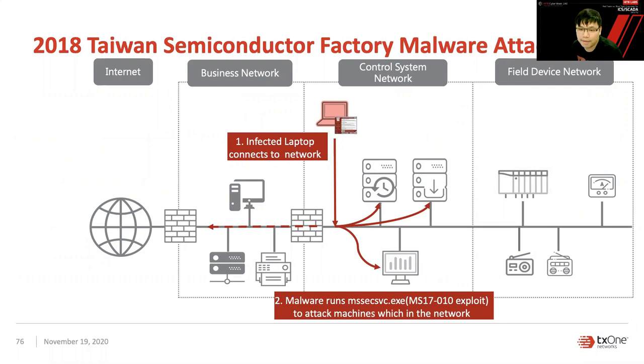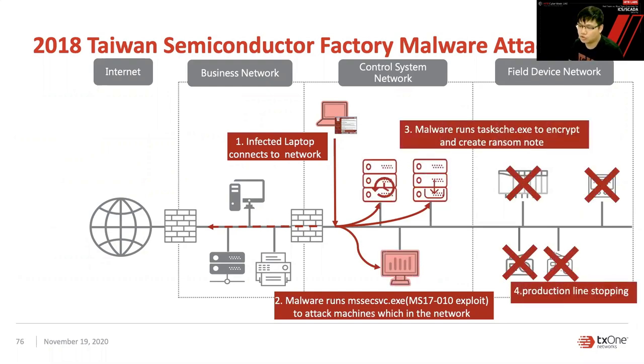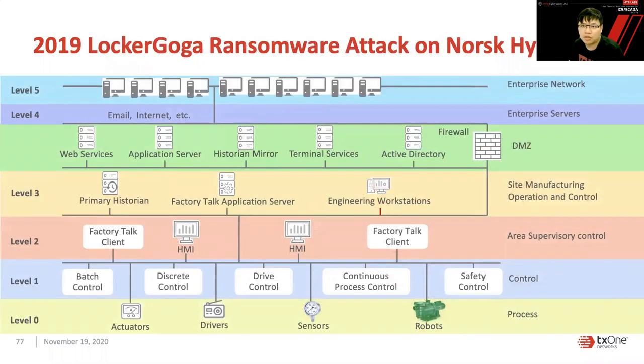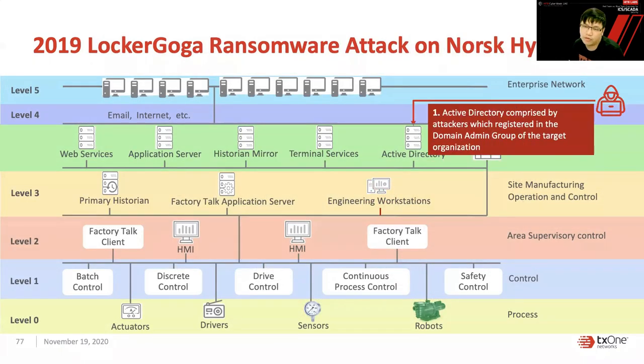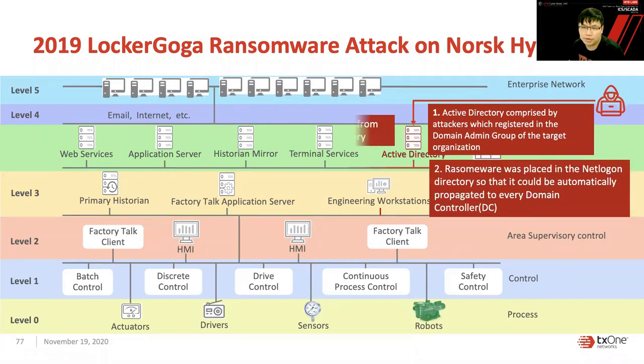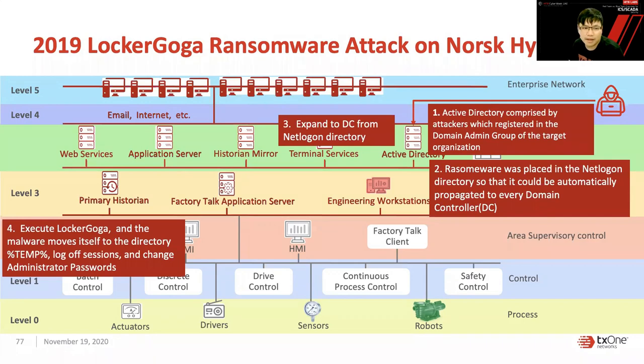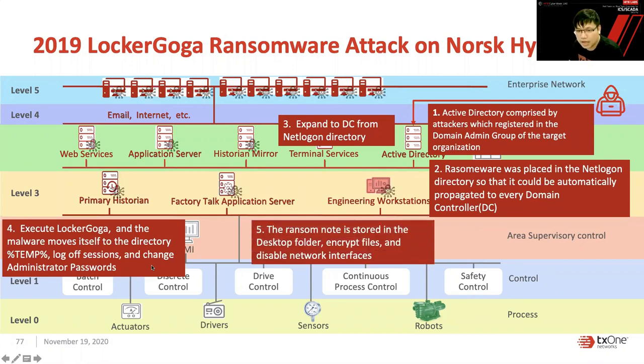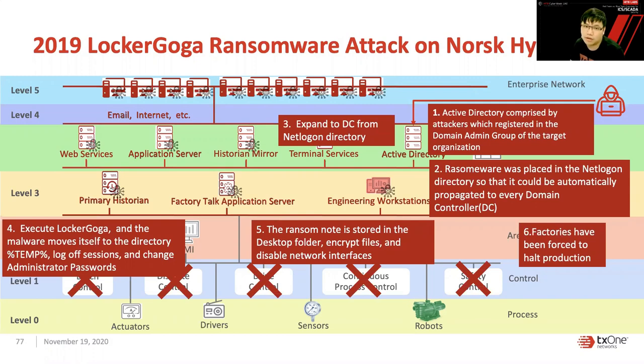Connect to network. Just as a ransomware, it can make a huge loss of power for one company. Like Goga 2 ransomware attacking those Hydra: it compromised Active Directory and brought the ransomware everywhere, and logged off sessions. LockerGoga will change the administrator password so the operator cannot log on, and disable the network interface. So without the network, the factory has been forced to shut down.